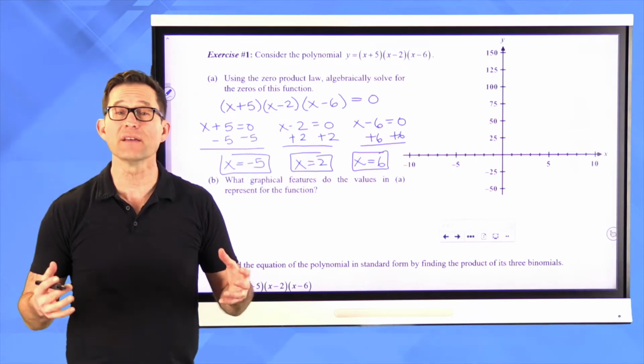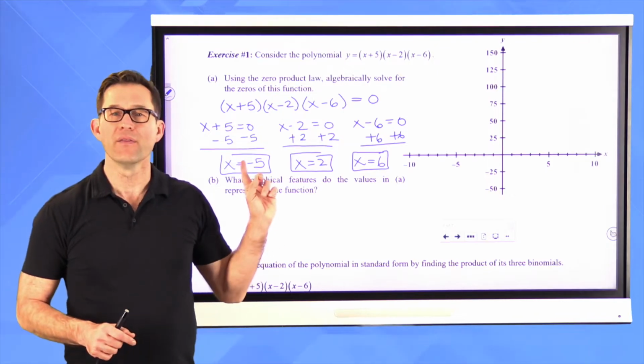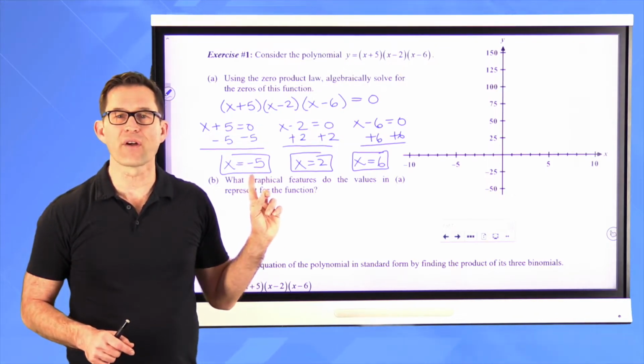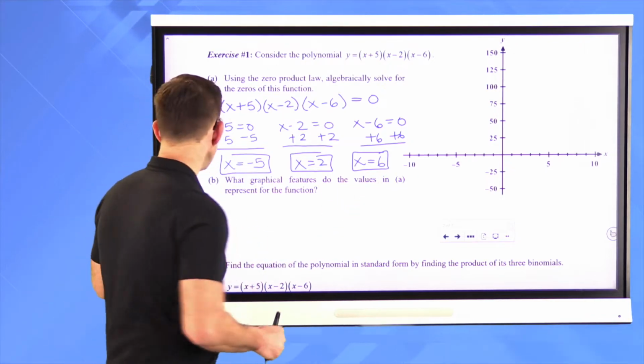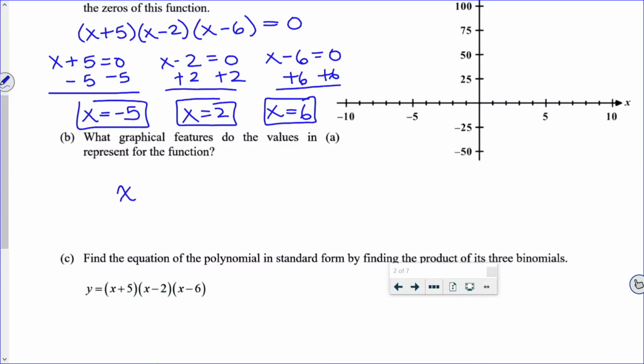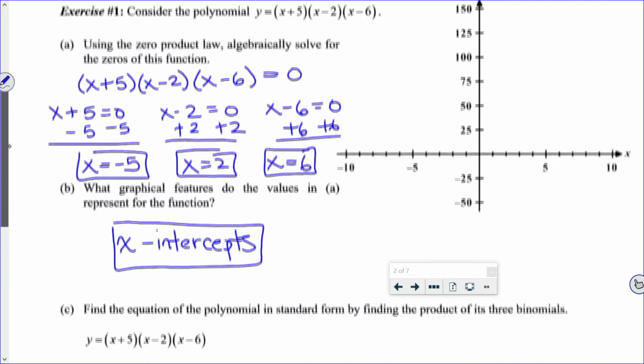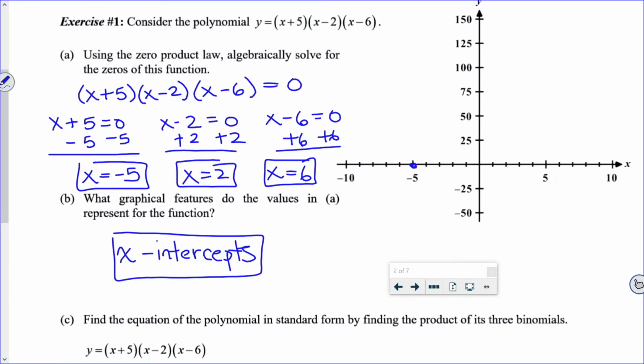Well, these are the x-intercepts, because they're really the coordinate points (negative 5, 0), (2, 0), and (6, 0). These are all the x-intercepts. In fact, let's actually plot those right now. We're going to have an x-intercept at negative 5, an x-intercept at 2, and an x-intercept at 6, which is interesting.